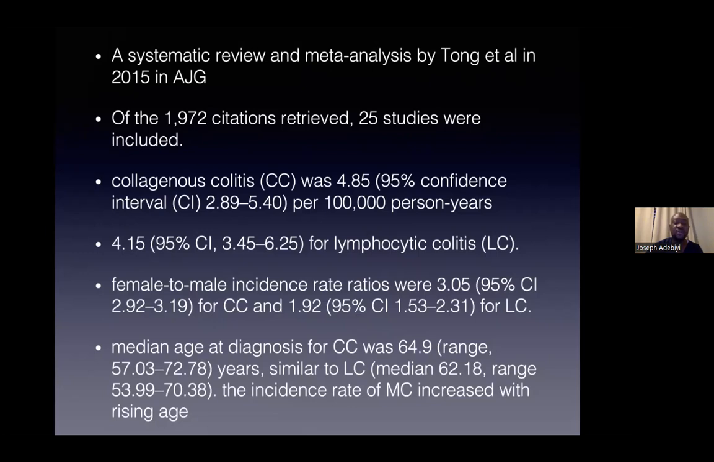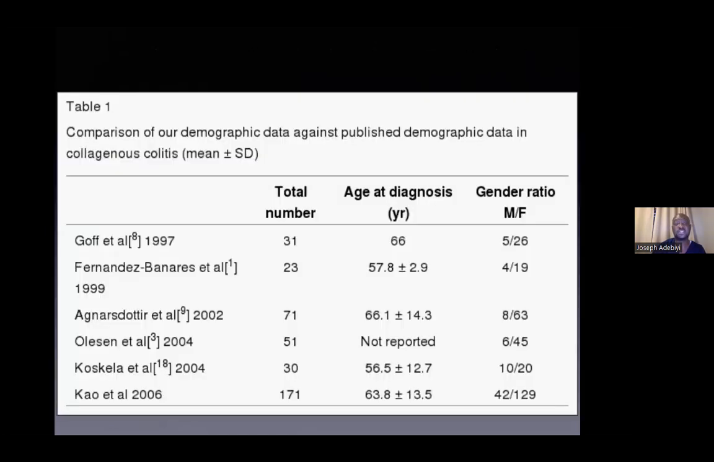Looking at the female to male incidence, you can see that females have a higher preponderance. Most patients have a median age at diagnosis of collagenous colitis of around 65 years. This table compares a number of studies looking at age of diagnosis and gender. All the studies correlate well with each other, and most patients usually present around 66, in the sixth decade of life. We can also see that most of the patients were female in all the studies that were done.